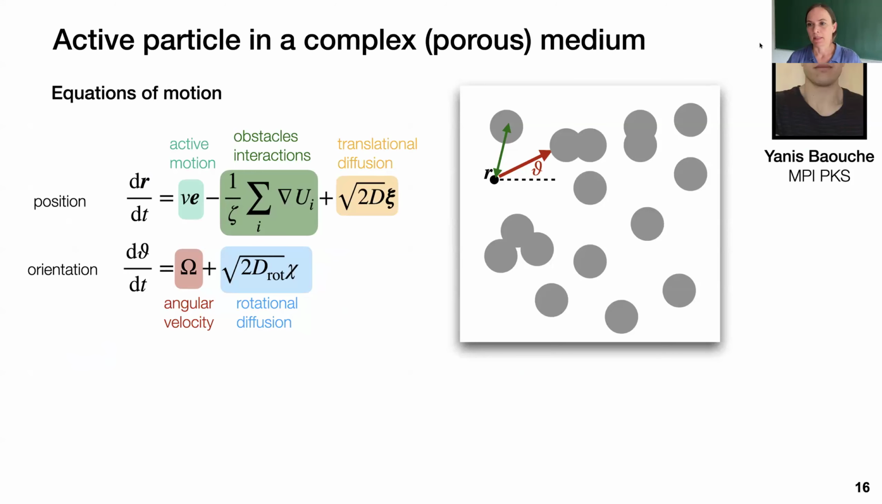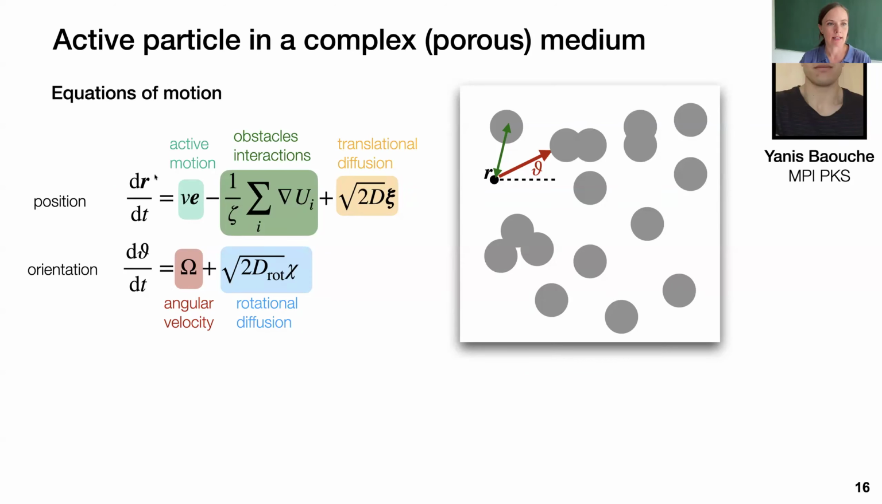And this is really work that was done by my PhD student, Yanis Baruch. And so the question was, if we put all these different swimming modes into a porous medium and we ask essentially how fast do they spread through this porous material. And essentially this is a computational work.